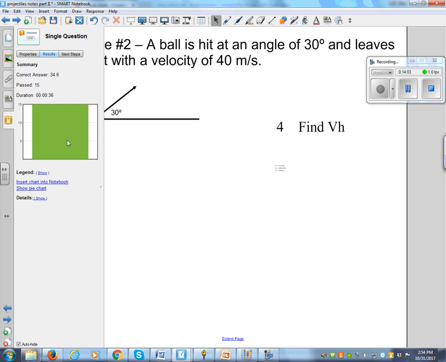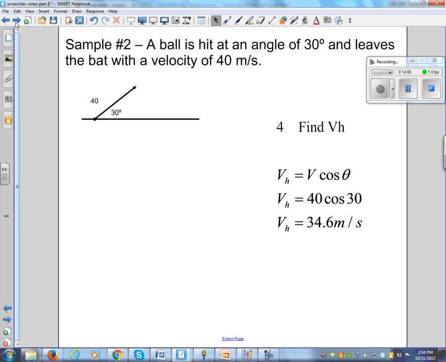34.6! Hey, everyone got it! Woo! We did it.